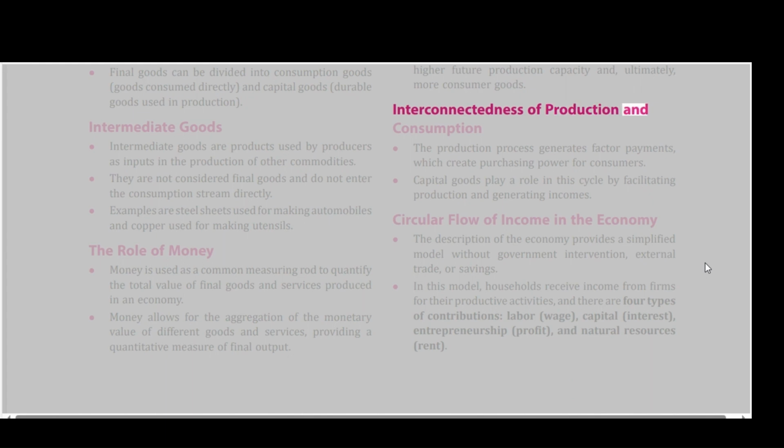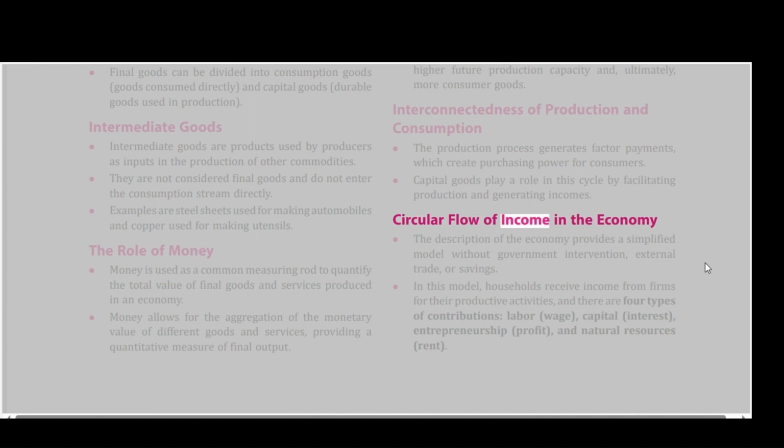Interconnectedness of production and consumption. The production process generates factor payments, which create purchasing power for consumers. Capital goods play a role in this cycle by facilitating production and generating incomes.